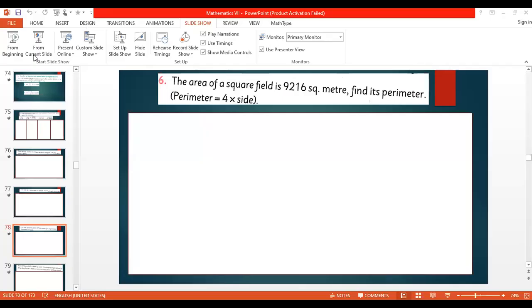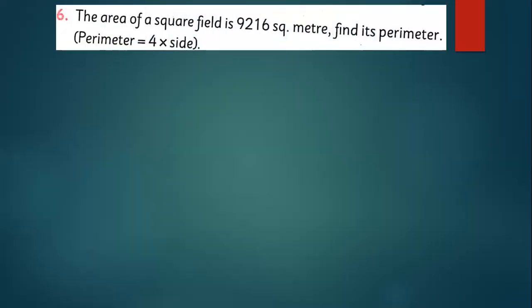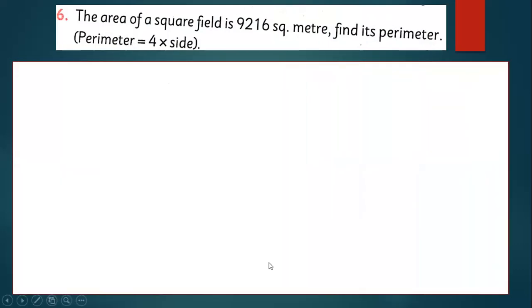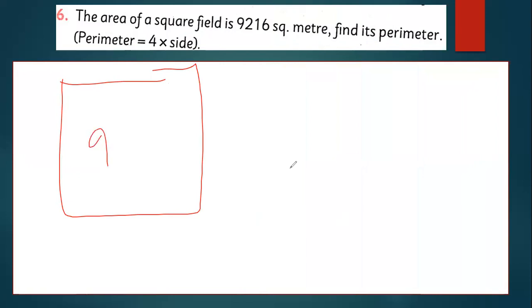Okay, now moving to the next question. In this question, the area of a square field is given as 9,216. Can you find each side? A square field is there, and the total area is 9,216 square meters.